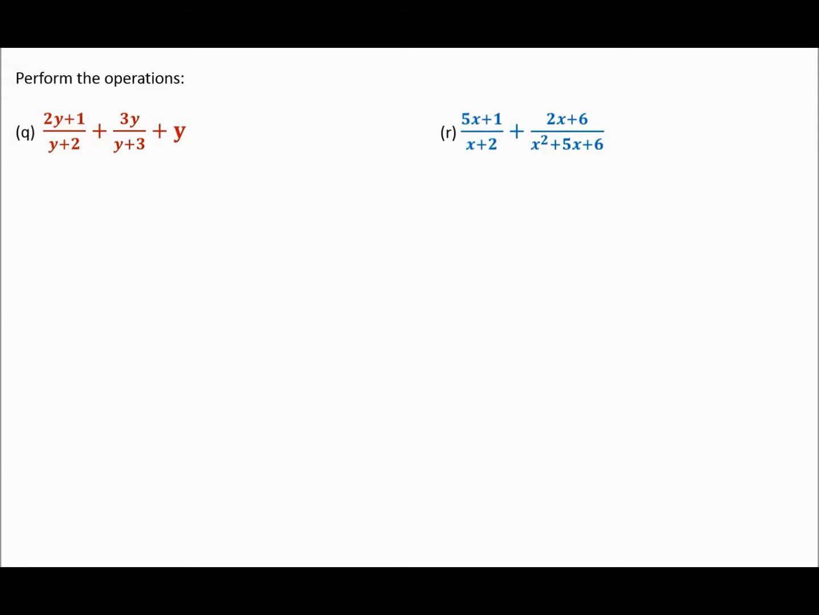Now here's an interesting problem for you. We've got 3 fractions to deal with, and you're thinking, no we don't. It's 2 fractions and something. Well, this is a fraction because it's over 1. So our common denominator is all of these multiplied together. Y plus 2 times y plus 3 times 1. So our common denominator is y plus 2 times y plus 3. So I'm going to write this with some space so I can multiply by what I'm missing.